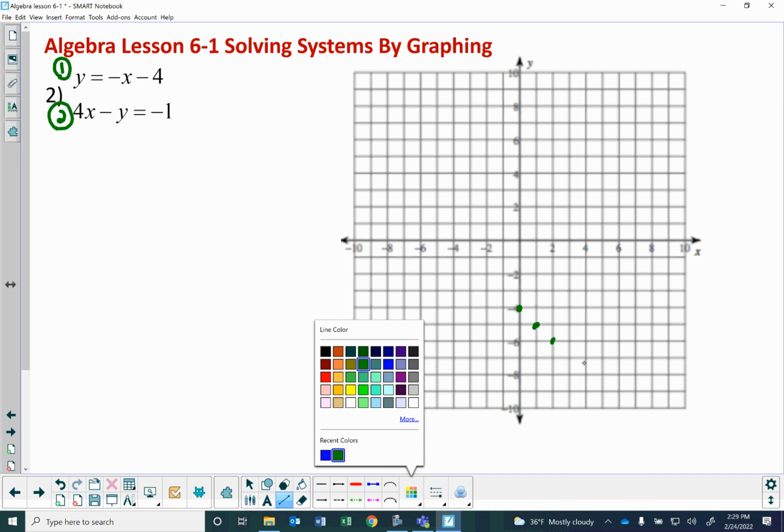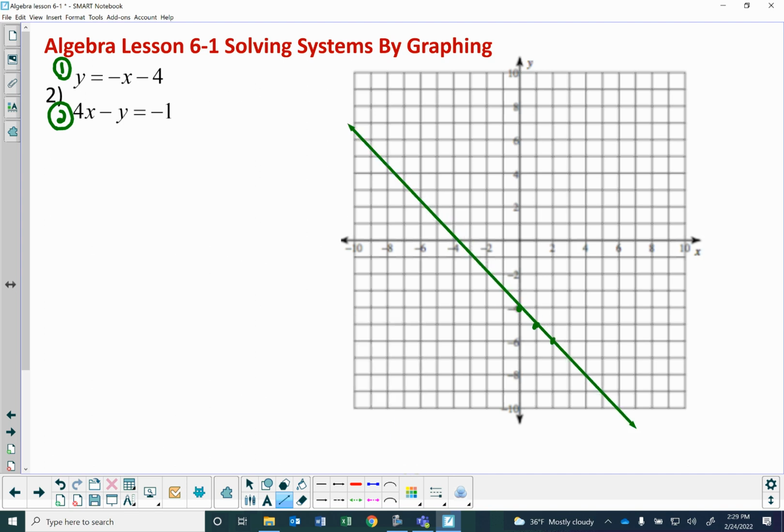So I'm going to try to get on my points here. That's pretty accurate. It's pretty decent. Really close. There we go. This is equation number 1. So I'm going to label it equation number 1.